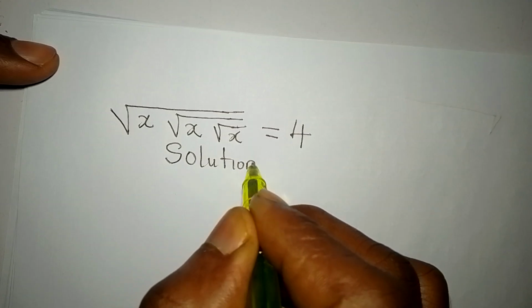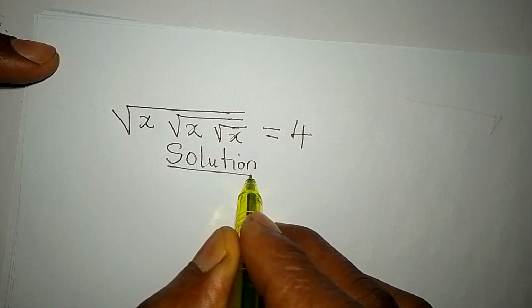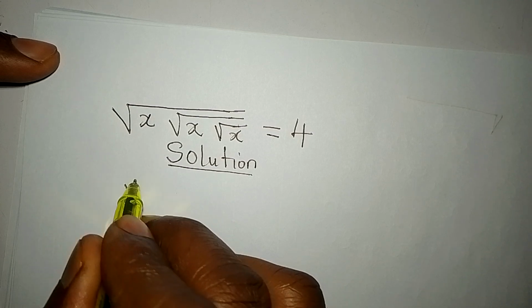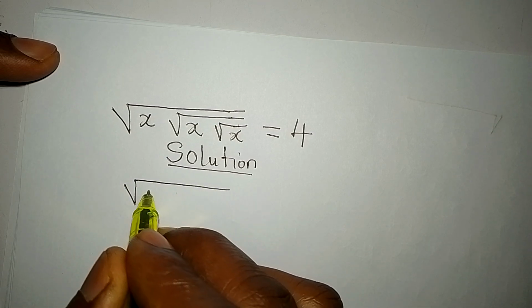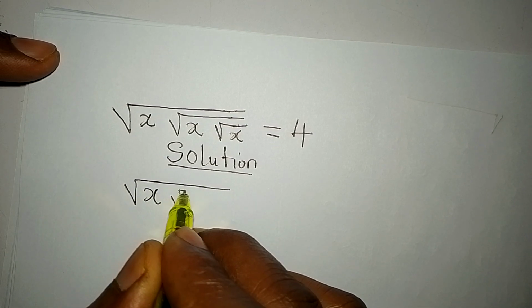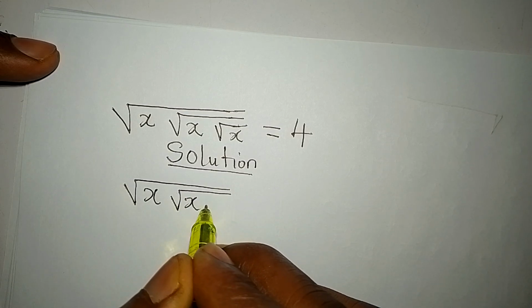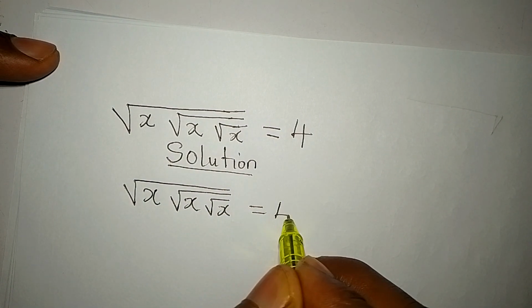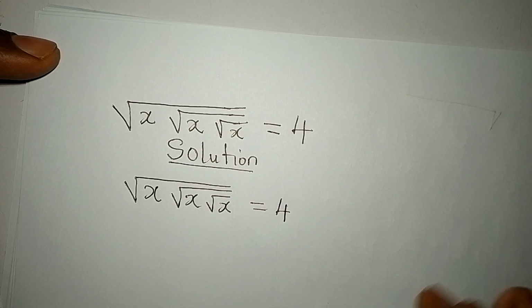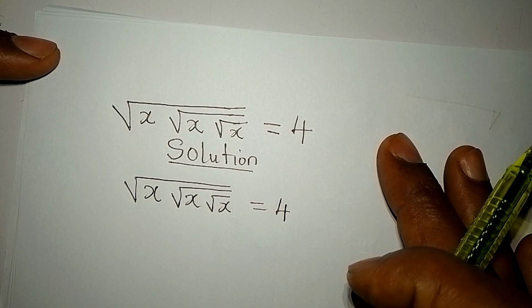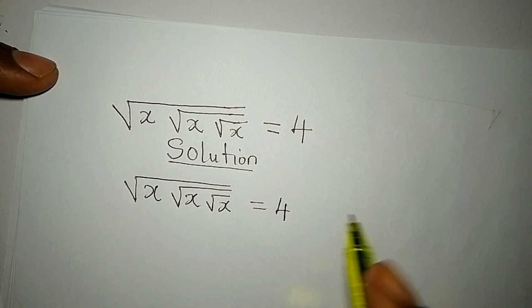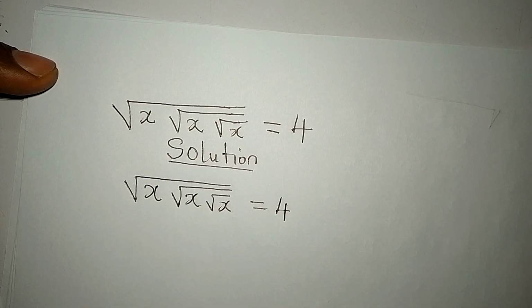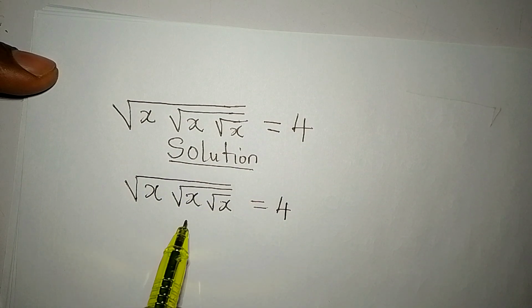Let's provide the solution to this problem very quickly. We're having square root of x, square root of x, square root of x equals 4. Okay, so have you ever had to deal with a problem like this? You know, a problem having plenty of roots like this. Now, how do we deal with this?